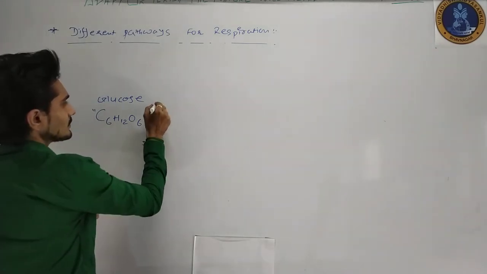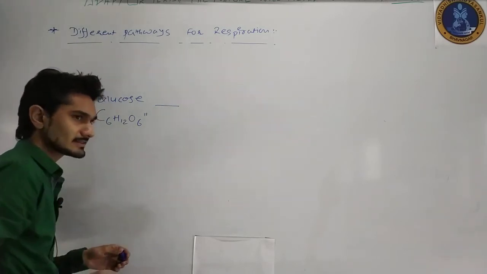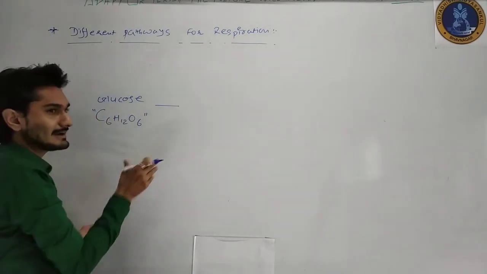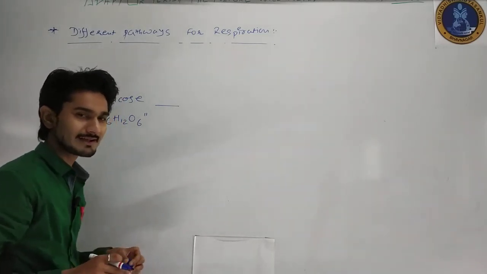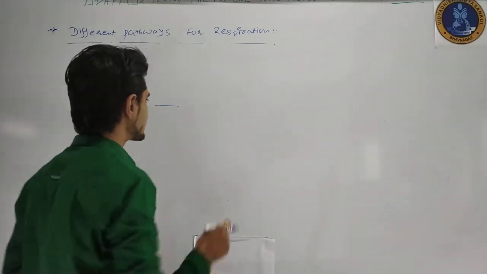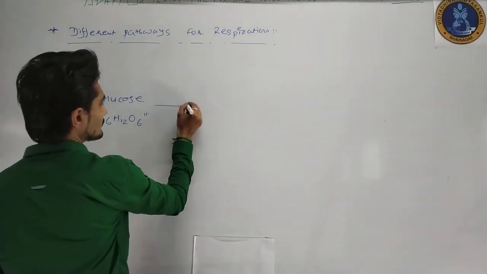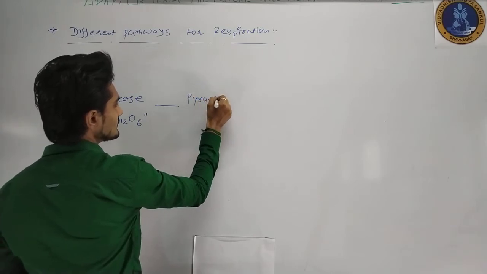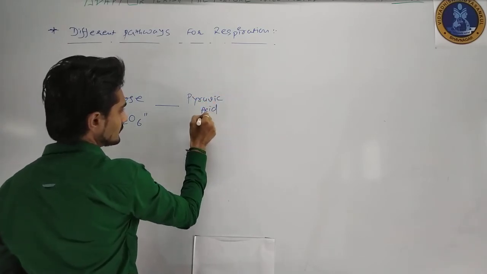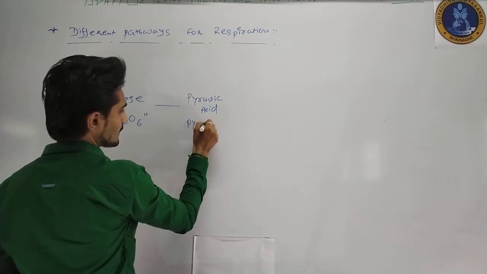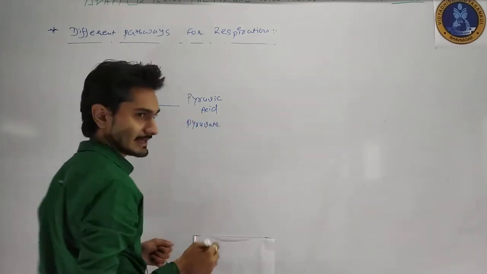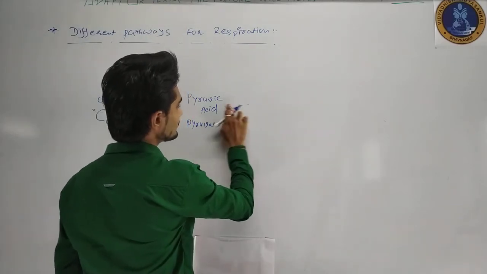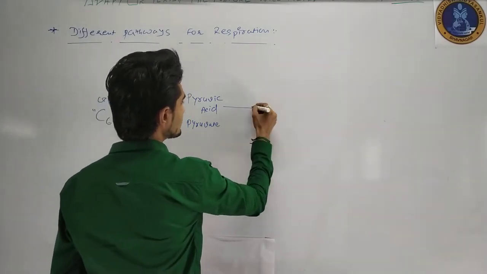Now, first the glucose will get divided, or converted, into pyruvic acid or pyruvate. Then three types of phenomena will happen, and these three phenomena will be most important.